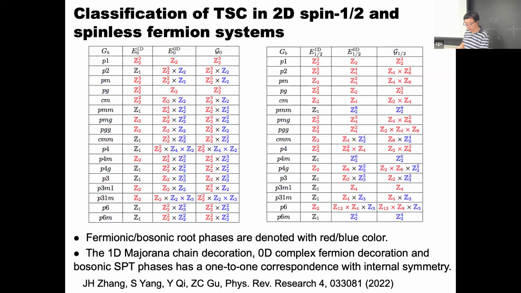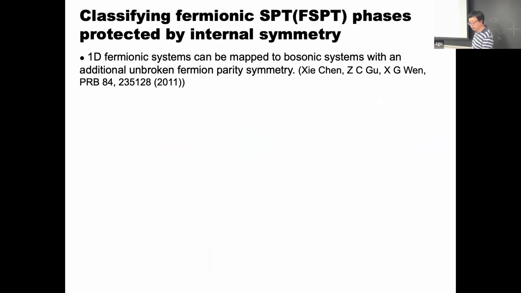So before going to that part, I'm just showing you this classification. If we repeat this slightly tedious calculation, but in principle it's simple, you can reproduce all the classification tables for the spinless and spin 1/2 cases by this real space construction. So that's the result. But we also want to examine whether this so-called crystalline equivalence principle holds or not. But before going to that part, I just review some simple principles of how to classify this Fermion SPT for internal symmetry.